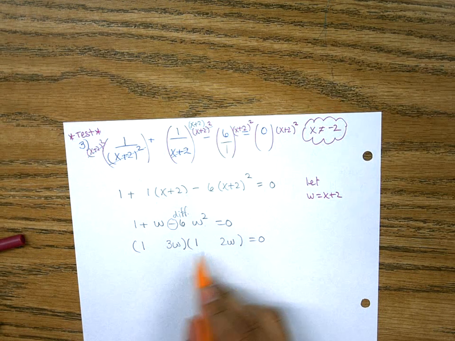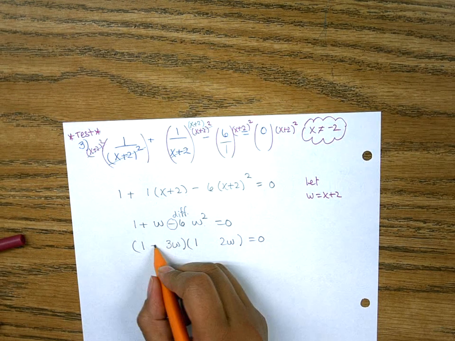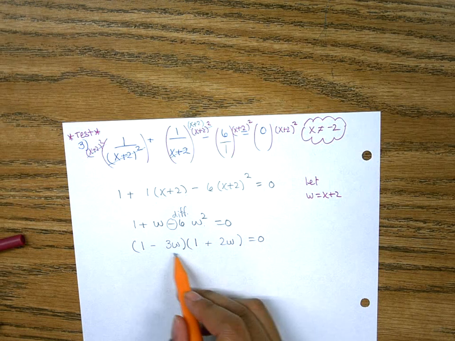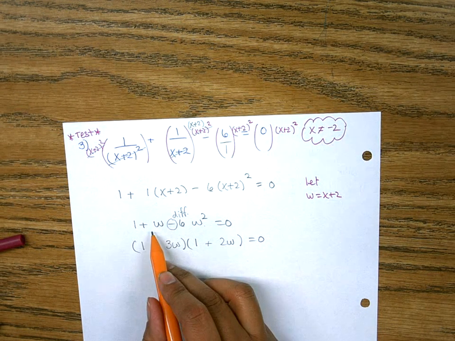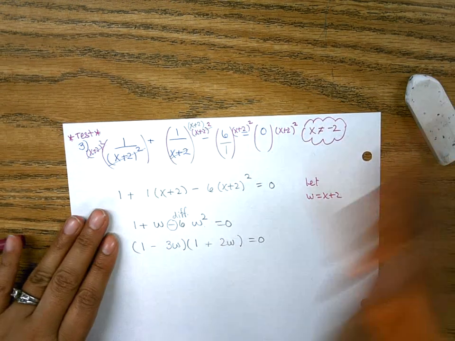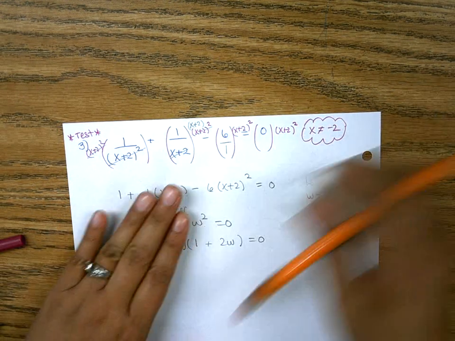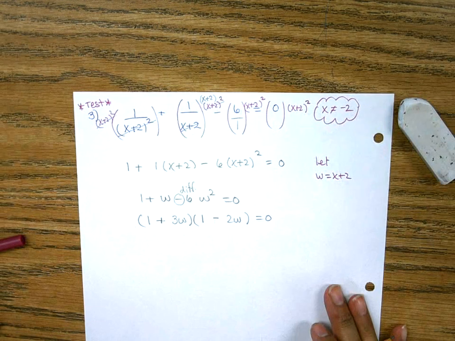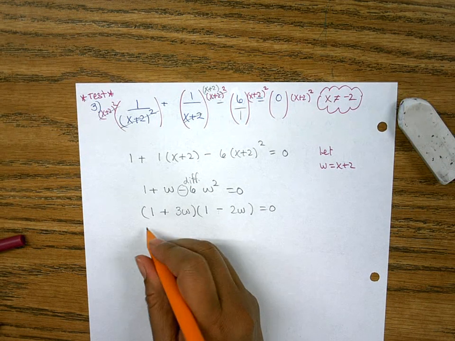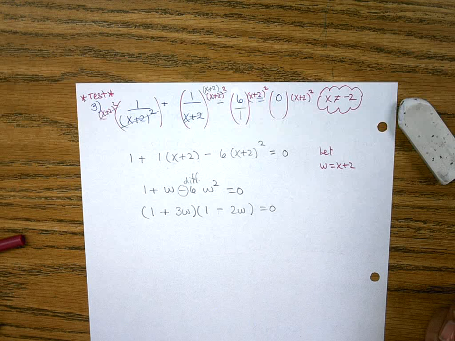Because this is negative, I can tell my two signs are going to be different, either plus minus or minus plus. If I did a minus plus, that's going to give me a negative 3w, a positive 2w, which would be negative, not positive 1. So I can tell this is going to be a positive, this is going to be a negative. 1 plus 3w, 1 minus 2w.